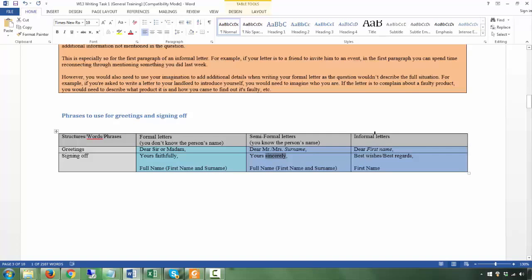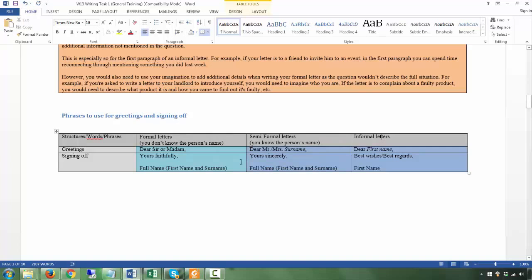And for informal, you just say dear first name. When you sign off, you could use something like best wishes, best regards, and then you just put your first name. That's all you need. Okay, so three kinds of letters. These two letters are very similar, as mentioned. This, of course, is different.